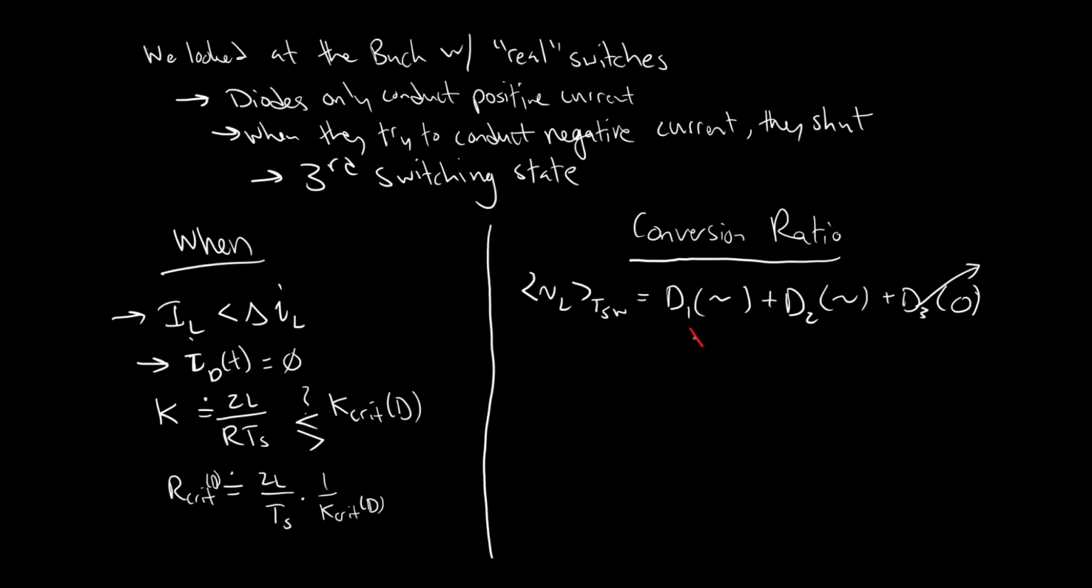So we end up getting 2 variables instead of 1. Before, when we were solving in CCM, we only had 1 variable, D. Here we have 2, which means we need another equation.